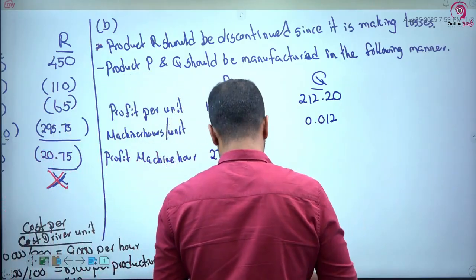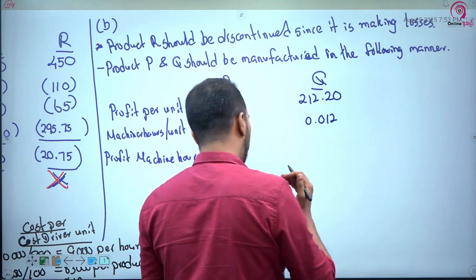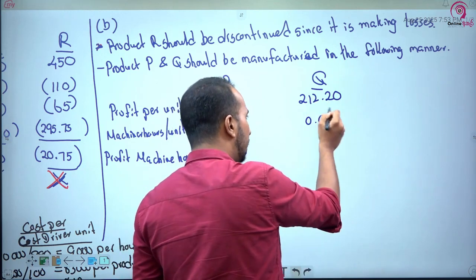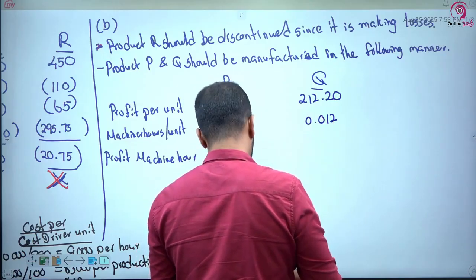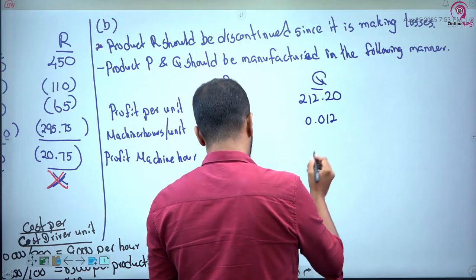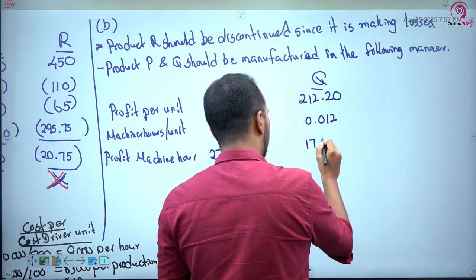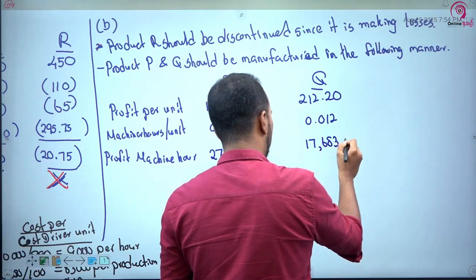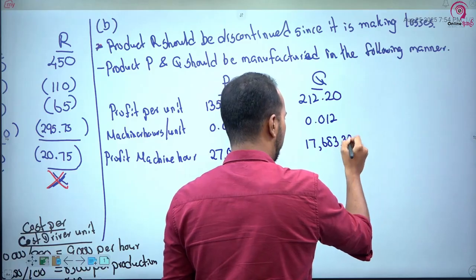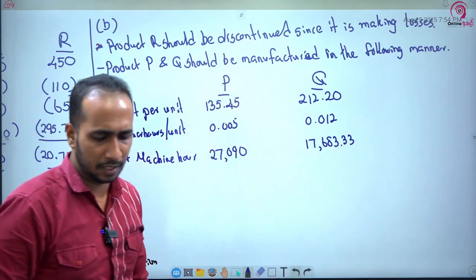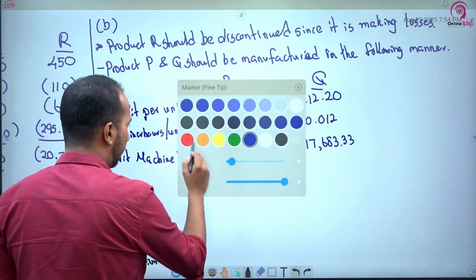In the same way you can calculate for product Q. It is 212.20 per unit profit. This should be divided by this machine hour per unit, so it is divided by 0.012. So the value, I think it came with some decimals, 17,683 rupees and 33 something like that. We'll take up to 2 decimals, 33 cents. Okay.